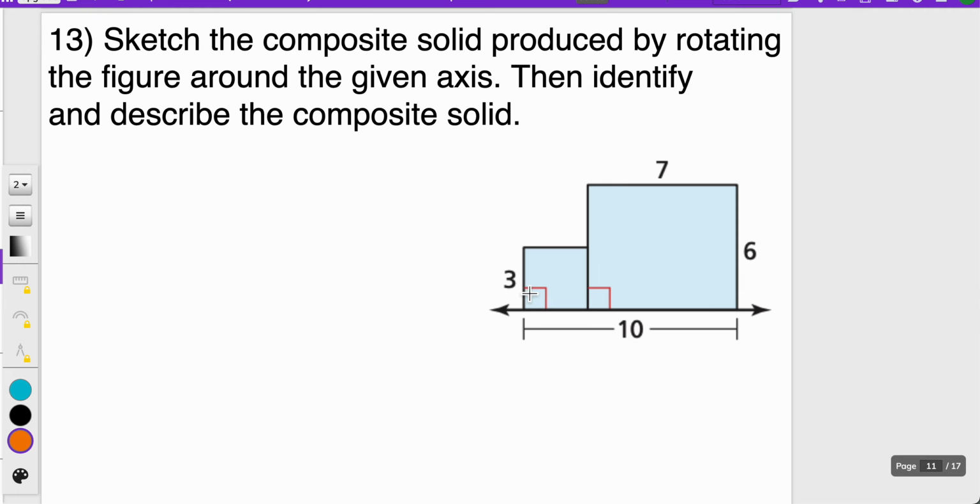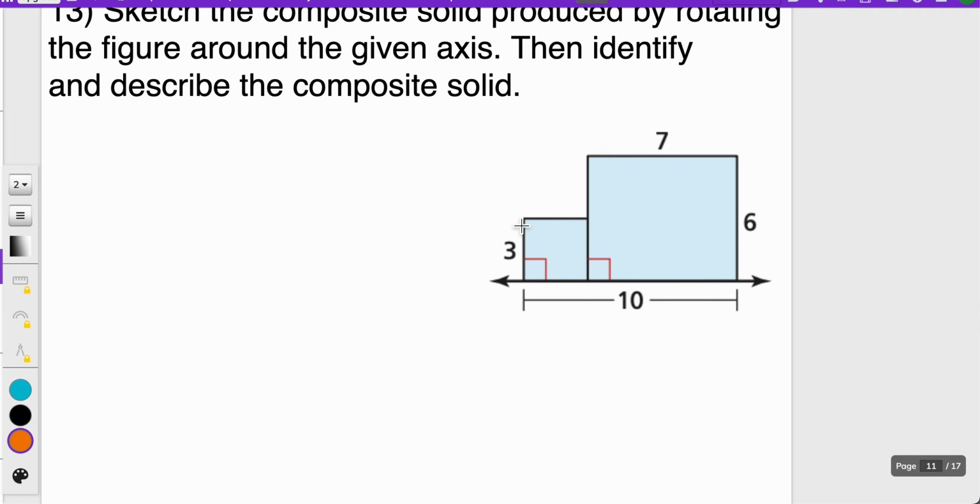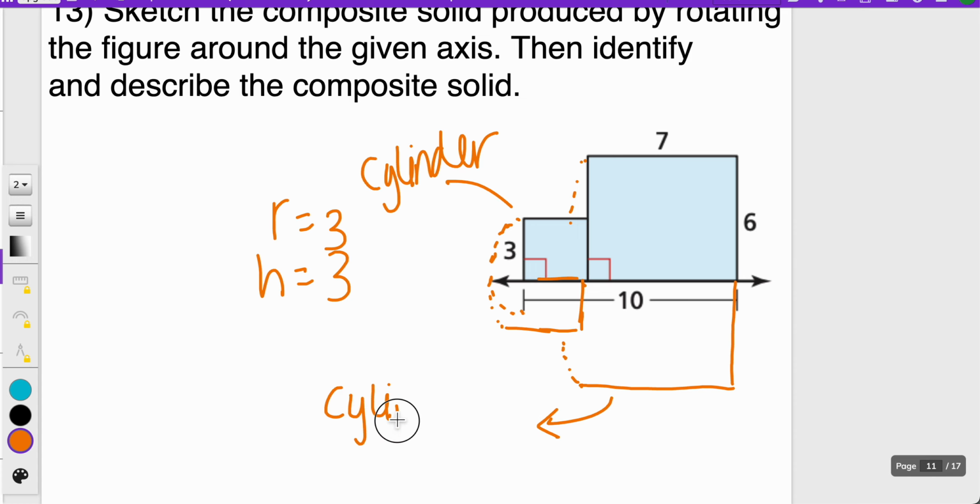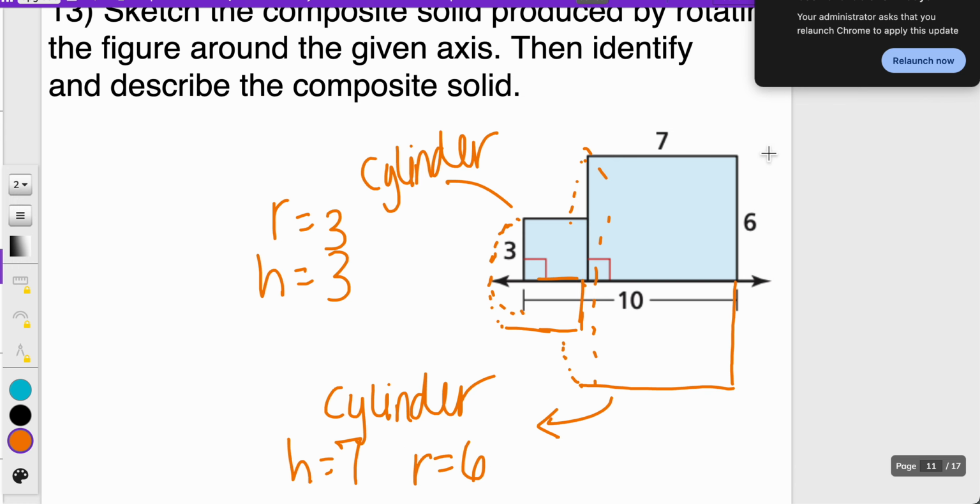13, sketch the composite solids produced by rotating the figure around the given axis. This is kind of like we would keep going around and around and around. So this first one is going to be looking like a cylinder. So I have my radius of 3 and then my height of 3, because my whole entire thing is 10 and I've already taken away 7. And then this other one would also look like a cylinder, so we're kind of making maybe a tiered cake here. So cylinder as well. And I apologize for my terrible drawing, but you get what you get here. Height is 7 and my radius is 6. Okay.